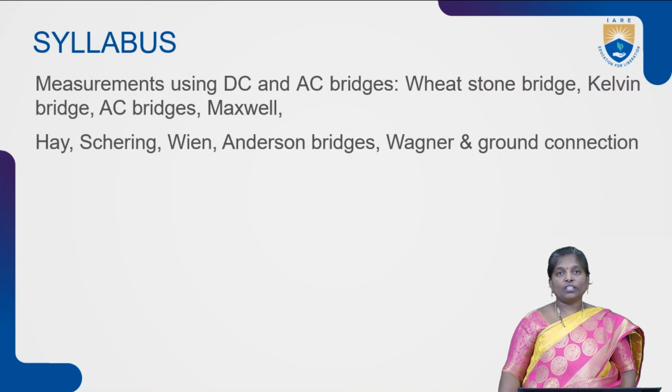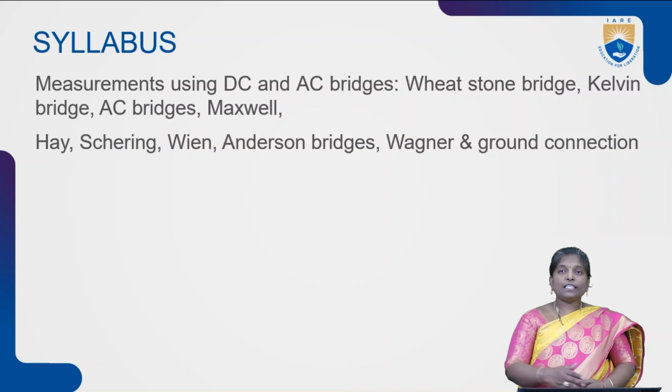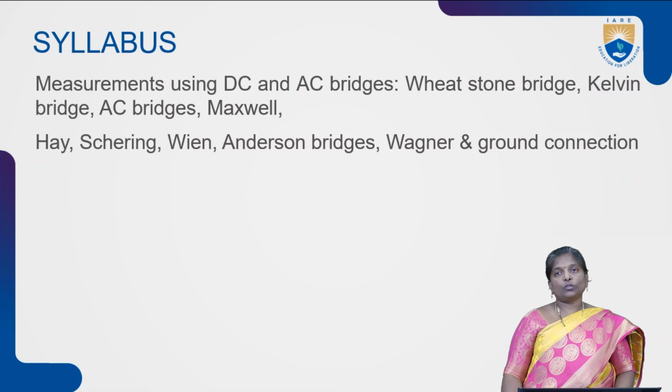And the next module is bridges. In the syllabus we have two types of bridges, AC and DC bridges. What is the need of a bridge? Why are we studying these bridges? Bridges are mainly used to measure unknown parameters.